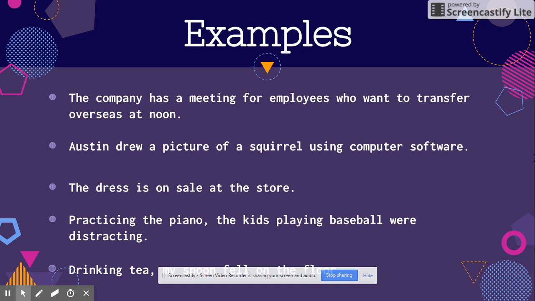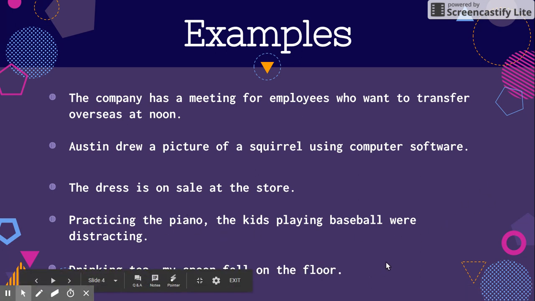Next one, practicing the piano, the kids playing baseball were distracting. This one is a dangling modifier because we don't know who is practicing piano or what's going on. So what you could say is, while I was practicing the piano, the kids playing baseball were distracting. Or while the girl was practicing the piano, or while Sarah was practicing the piano. You have to say who this modifier is referring to.